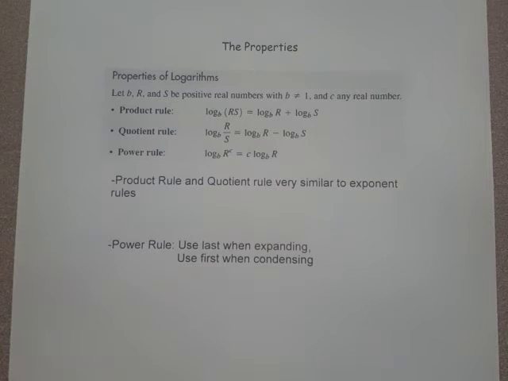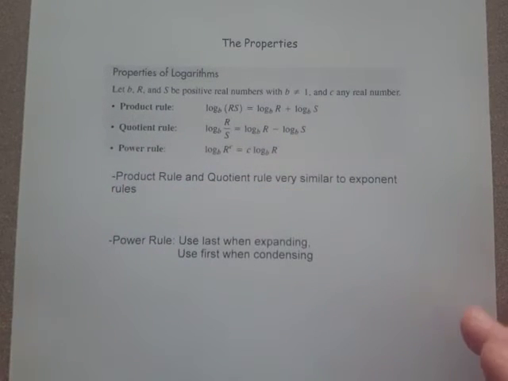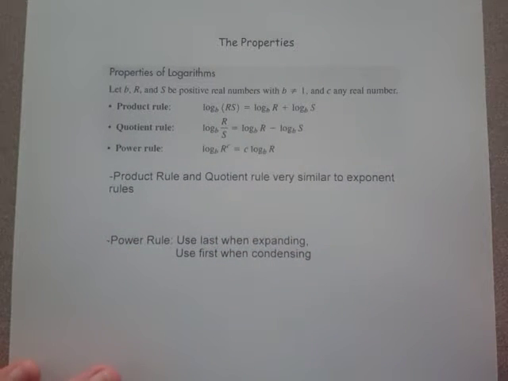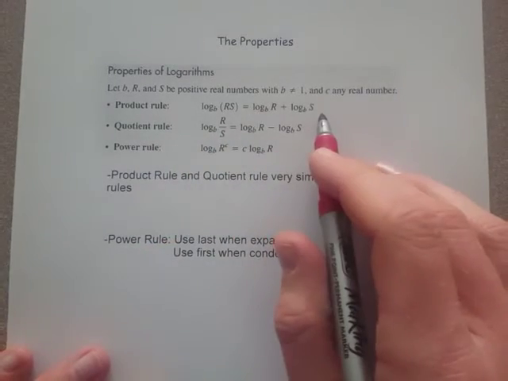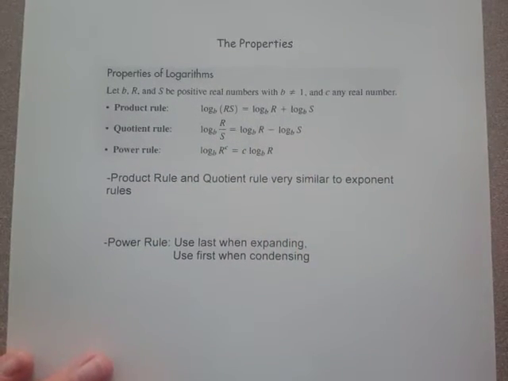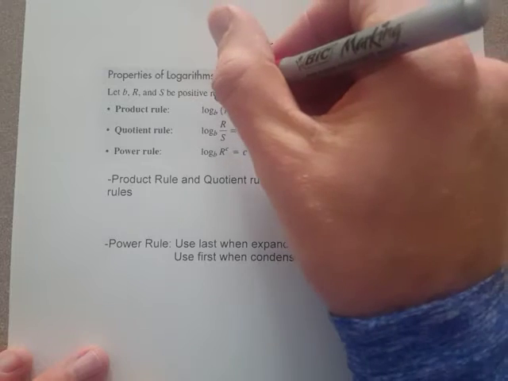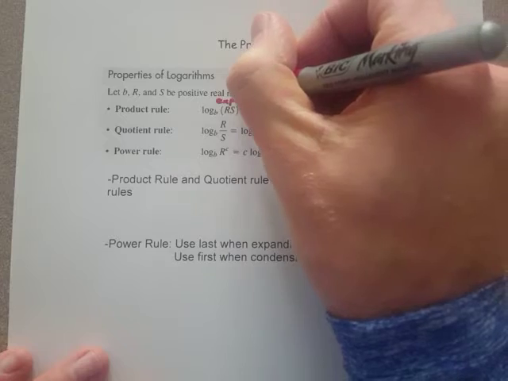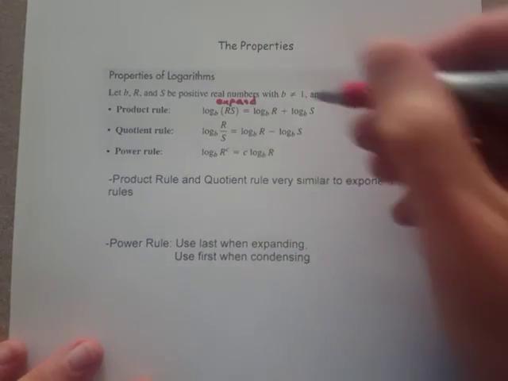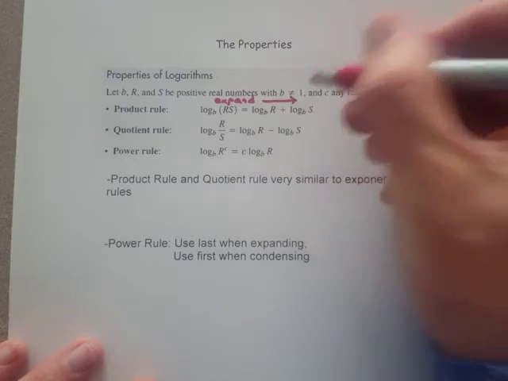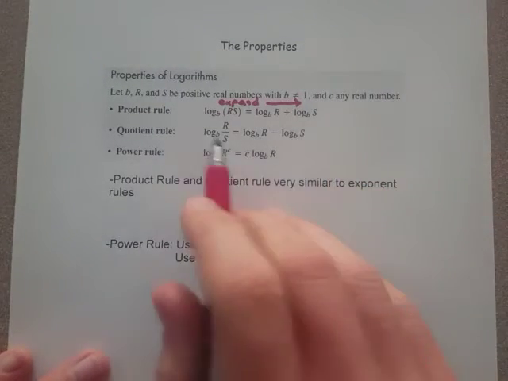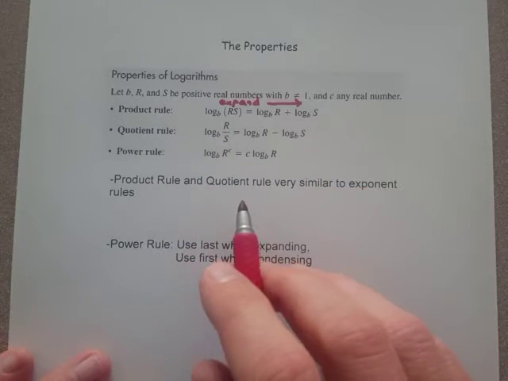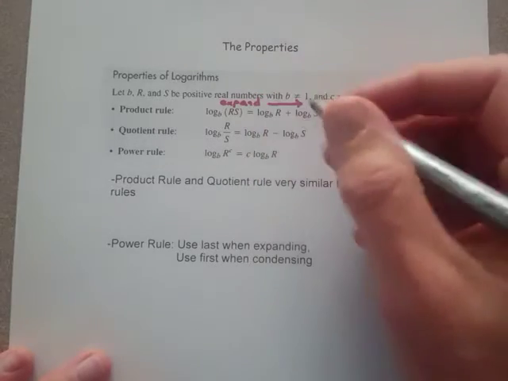There's going to be one towards the end as well, but these are the three main ones that we're going to talk about today. We're going to do the product rule, the quotient rule, and the power rule. Now, one thing I want you to realize with the direction that this is headed, we're going to be doing two things today. One of those things is called expand. When we expand, at least in the way that you see it here, that's moving to the right on these properties. The opposite direction is called condensing.